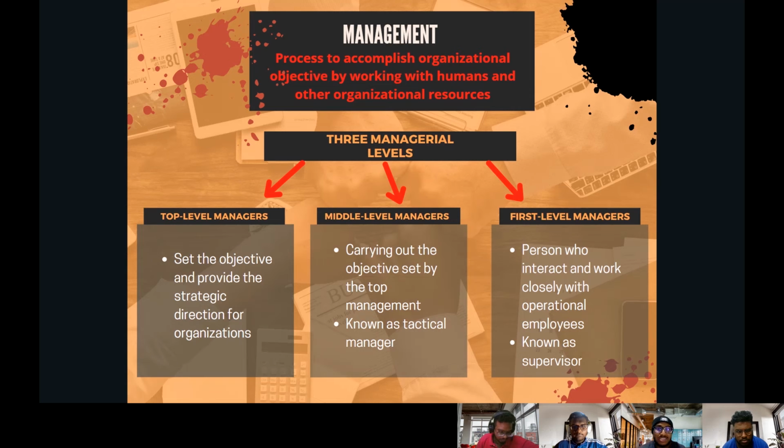So middle level managers are those who carry out the objectives set by top management. So basically, top level managers decide the direction and it is followed by middle level managers. Middle level managers are known as tactical managers too. Okay, first level managers are those who interact and work closely with operational employees, known as supervisors as well.